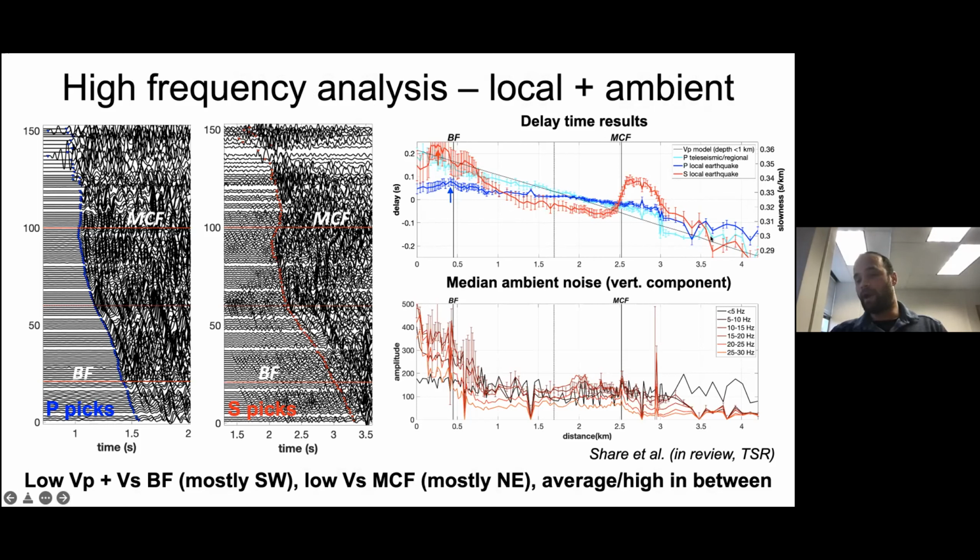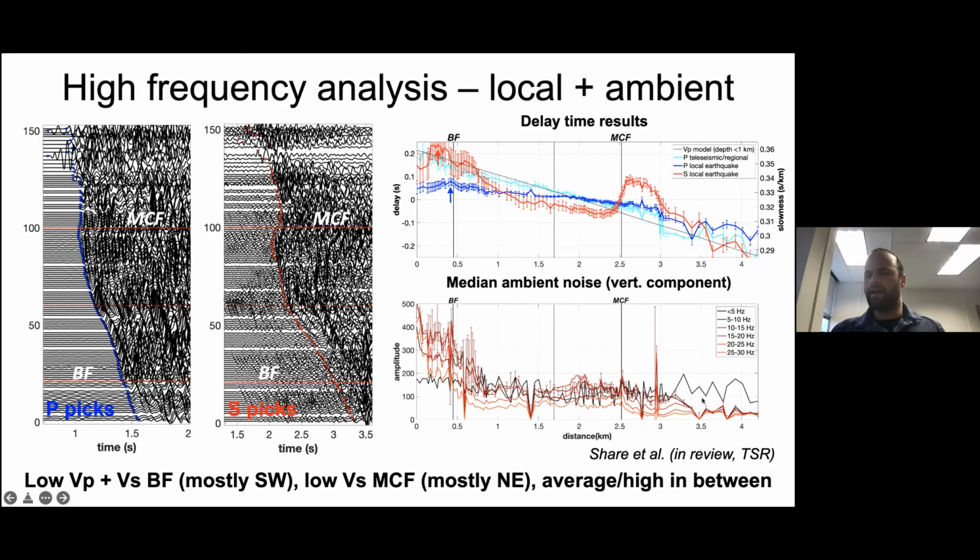So the P variations are smoother. For the S arrival variations, you can see there's an extra delay for the S wave field just northeast of the Banning, just southwest of the Banning Fault, and just slightly northeast of the Mission Creek Fault. So we know there's a little bit of fault damage in this area, and it manifests almost in an asymmetric sense across both these fault strands.